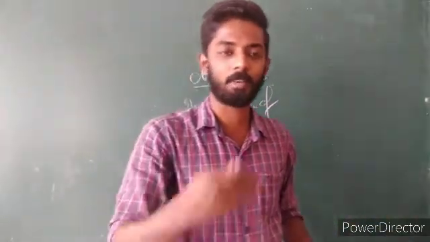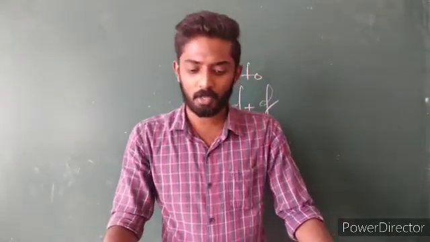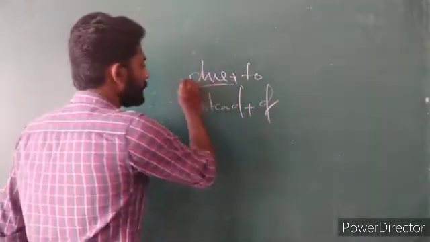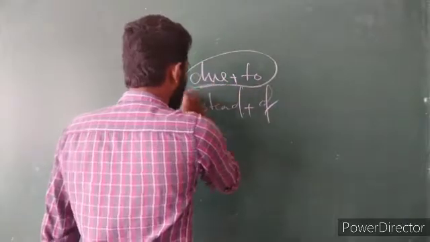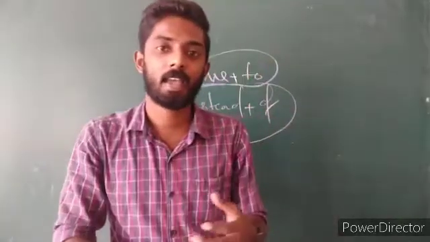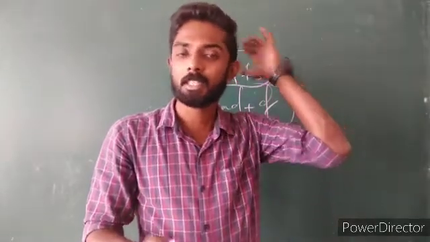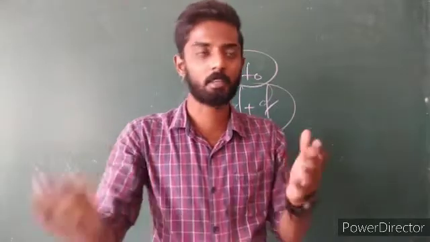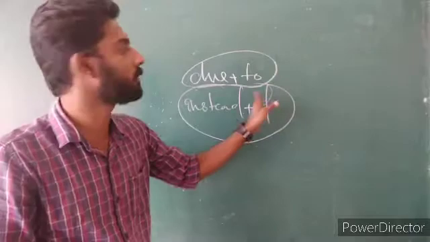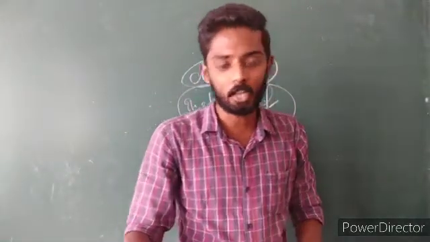The examples are given there in the textbook. Such words and prepositions function as a single unit, because due to and instead of each function as a single unit, and give the meaning of a single word. Due to is considered a single unit, though it has two words in it.